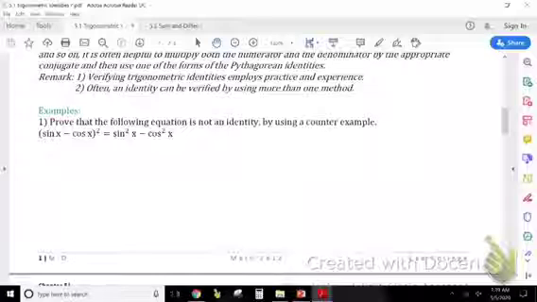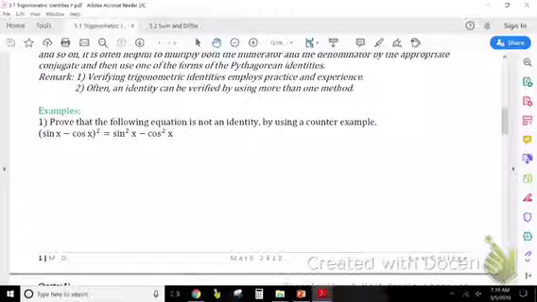All right, so in example 1, it says prove that the following equation is not an identity by using a counterexample. So let's try when x is 0. For this one we're going to let x equal 0. So we've got the equation that sine of x minus cosine of x, all of it squared, would be equal to sine squared of x minus cosine squared of x. And we're trying to show that this is not true because it's not an identity.